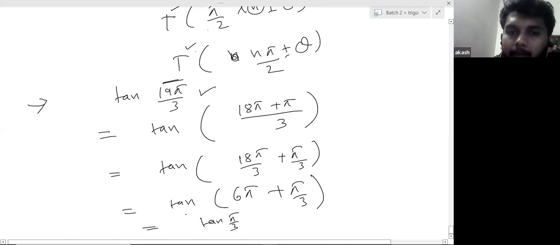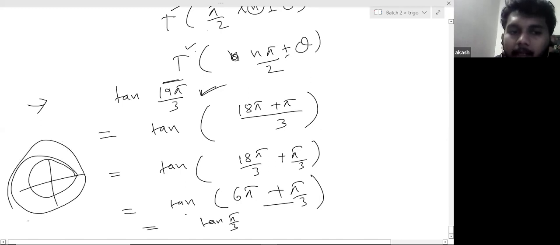Now again going back to this one, which quadrant does it lie in? So this angle is equal to this angle. 6 pi means 2 pi, 4 pi, 6 pi, plus pi by 3 in the first quadrant. That will be positive. Pi by 3 is 60. So this is root 3.